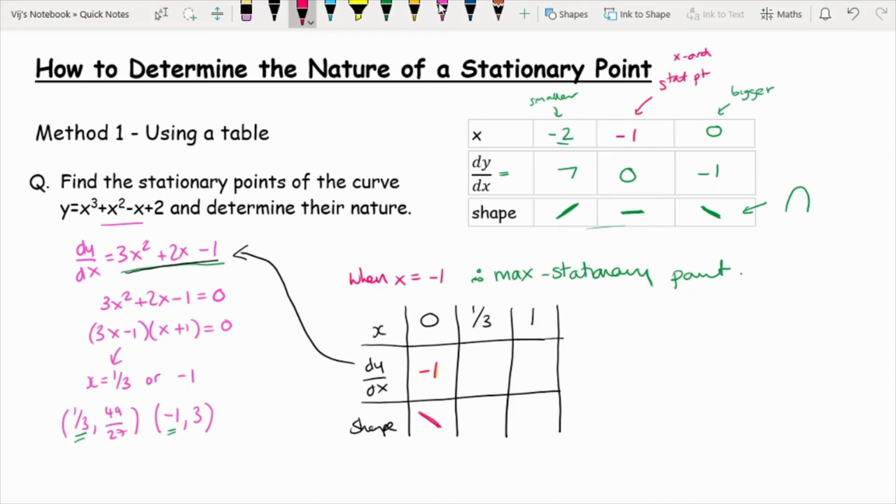When I substitute x equals a third, that gives me a dy dx value of 0, which shows me a flat gradient, and when I substitute x equals 1 into the dy dx, I get a value of 4, which shows a positive gradient. So as you can see, looking at the shape, it's got like a U shape, which therefore means that when x equals a third, or at this stationary point here, it's got a minimum stationary point.